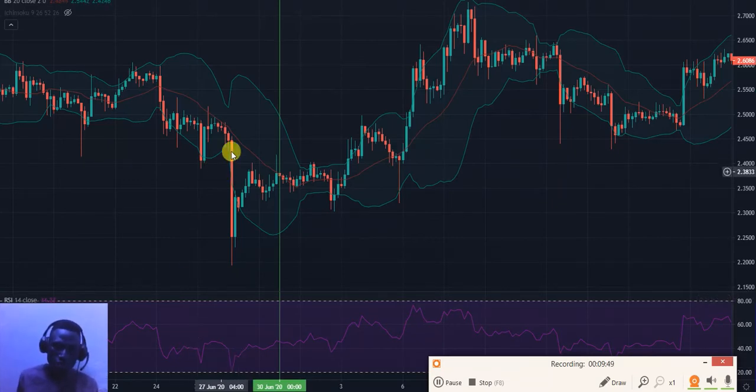So looking at this particular trade now, it came out of the lower band.